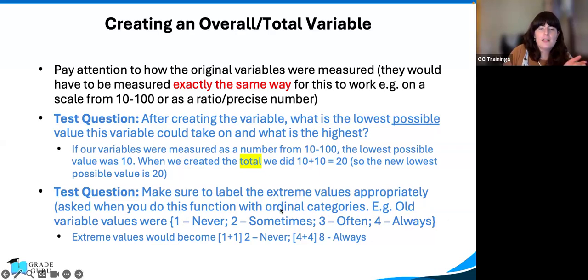And so what would happen is the new lowest possibility, which is value number 1, right? Because you got 1 plus 1, which is 2. Now 2 needs to be labeled as never. And 4 plus 4, which is 8, needs to be labeled as always. Those are the extreme values, the lowest and the highest.